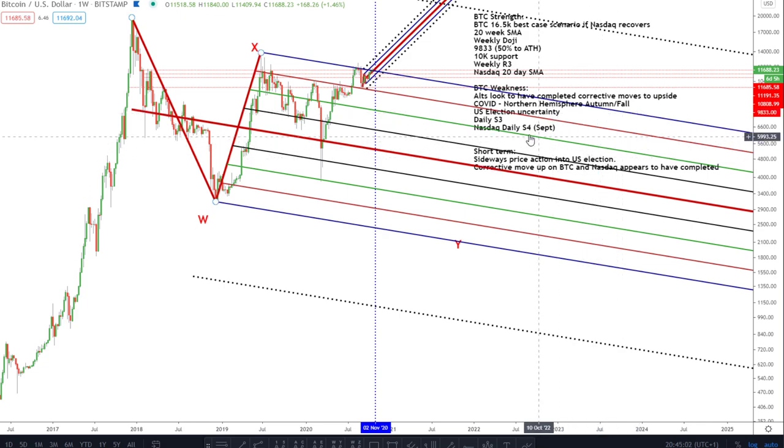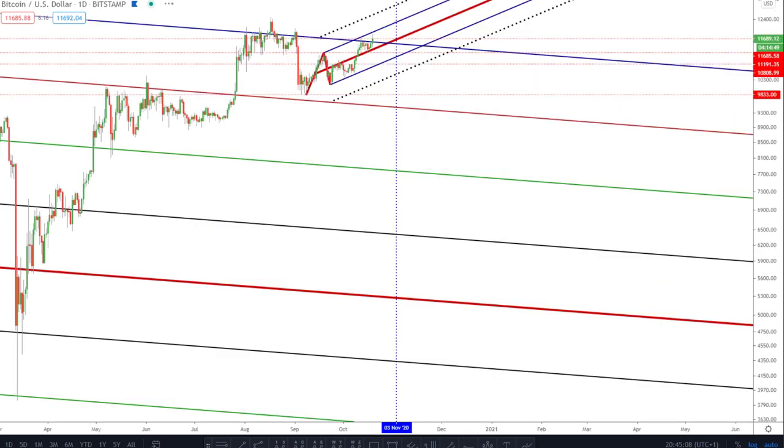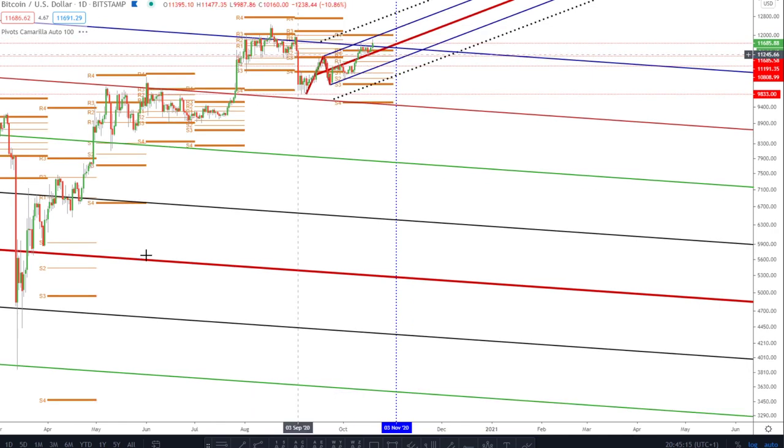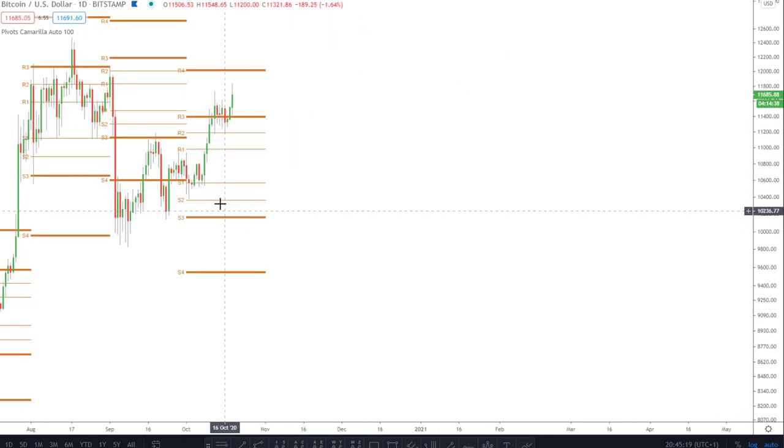And then we've got the daily S3 on Bitcoin. So let's just pull up the Camarilla pivots once more, just to go back on the daily time frame. So the daily S3. Okay, so it was resistance. That was for last month, so it acts as resistance here. And for this month, we closed just above the S4. So that was a show of strength, actually, managing to close above.